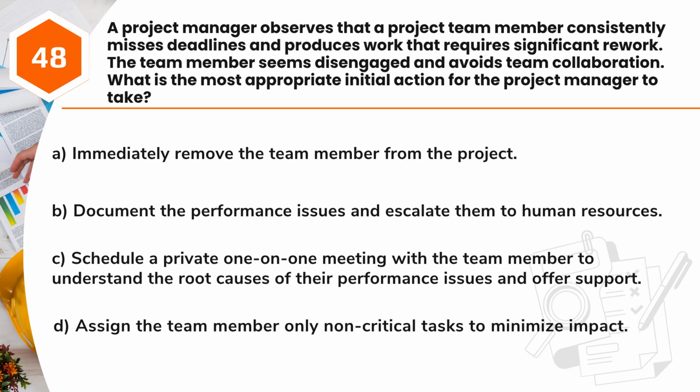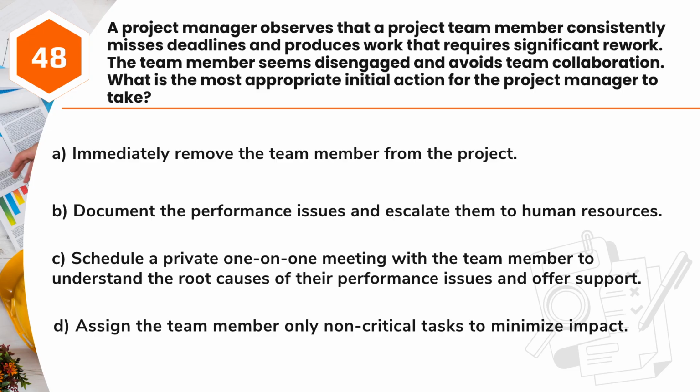Question 48. A project manager observes that a project team member consistently misses deadlines and produces work that requires significant rework. The team member seems disengaged and avoids team collaboration. What is the most appropriate initial action for the project manager to take? A. Immediately remove the team member from the project. B. Document the performance issues and escalate them to human resources.